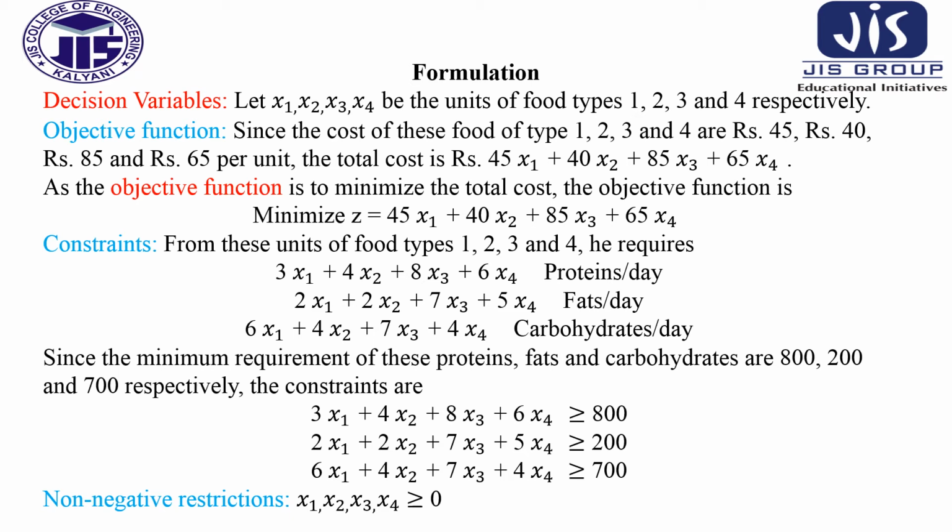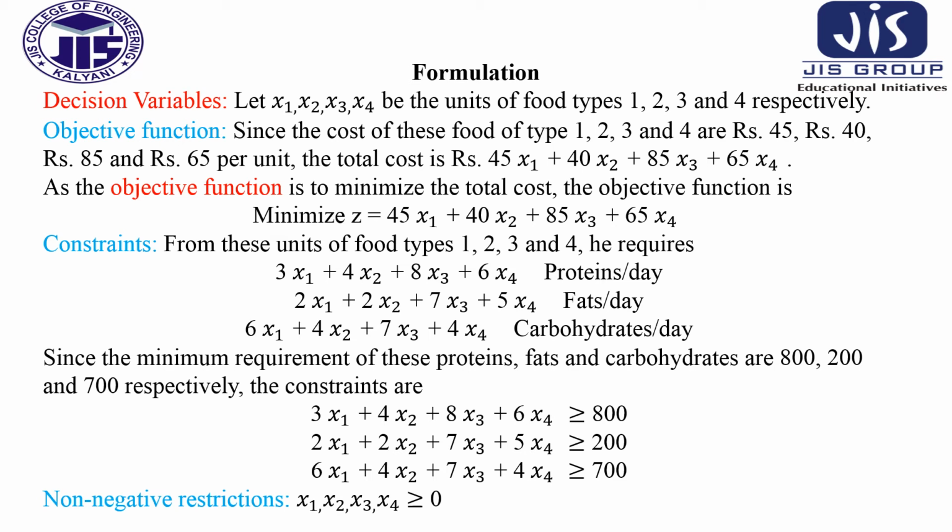Now we have to write min z or max z, because this is an optimization problem. Here we are dealing with the cost, so obviously we have to write min z. So we write: minimize z equal to 45 x1 plus 40 x2 plus 85 x3 plus 65 x4.